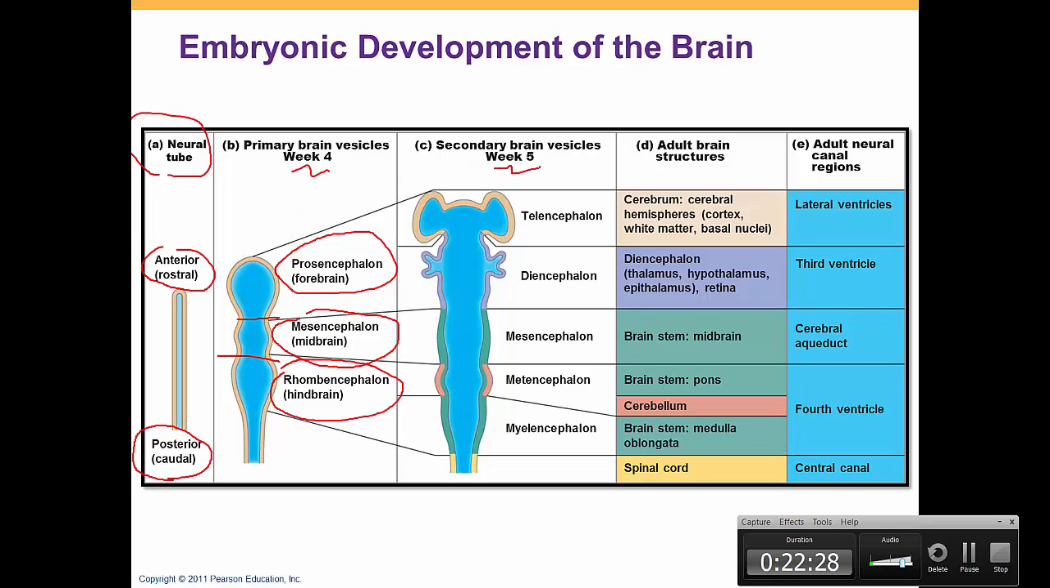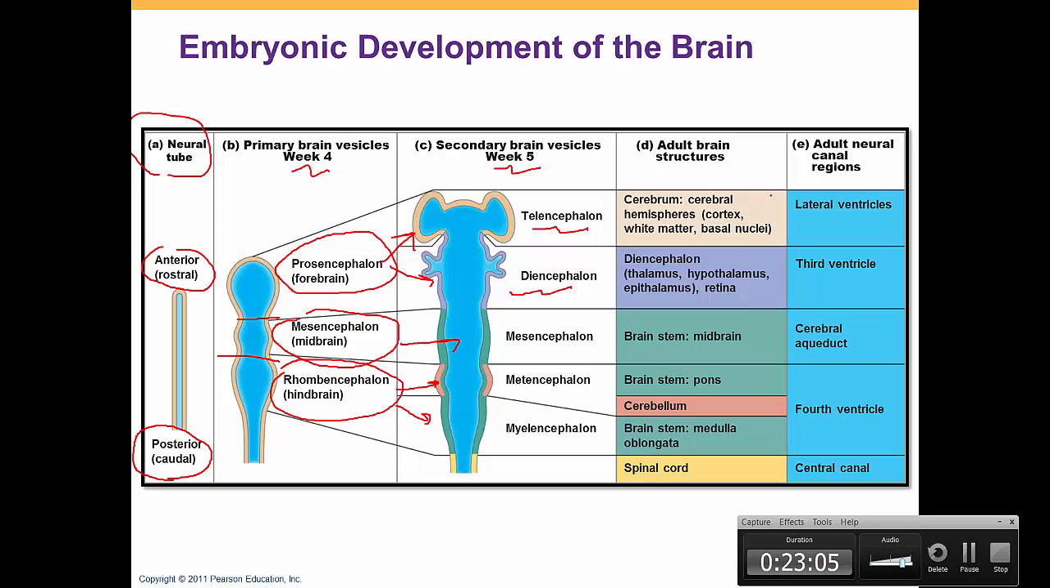Then around week 5, vesicles start to make more. So the prosencephalon, that was only one, now actually makes 2 telencephalon vesicles. In addition to that, it makes also a diencephalon. So the prosencephalon gives you the telencephalon and the diencephalon. The mesencephalon is nice. It's not going to change. It's just going to give you one mesencephalon. The rhombencephalon will give you the metencephalon and the myelencephalon.